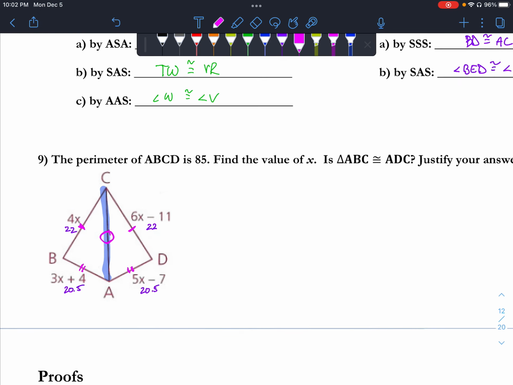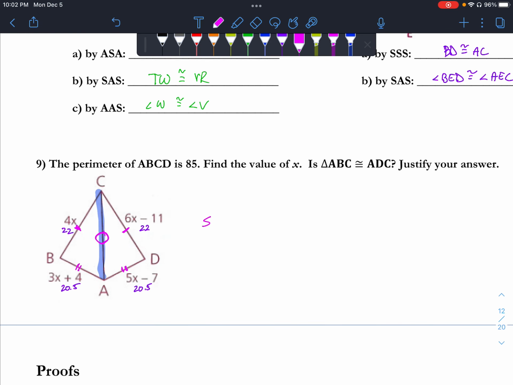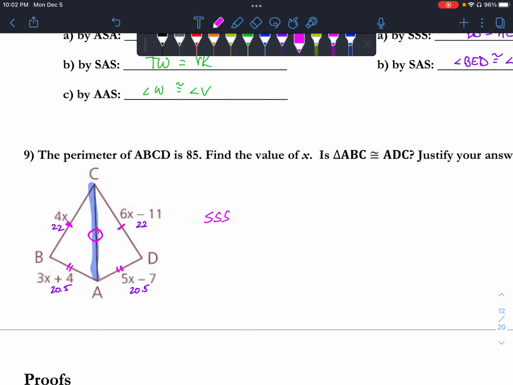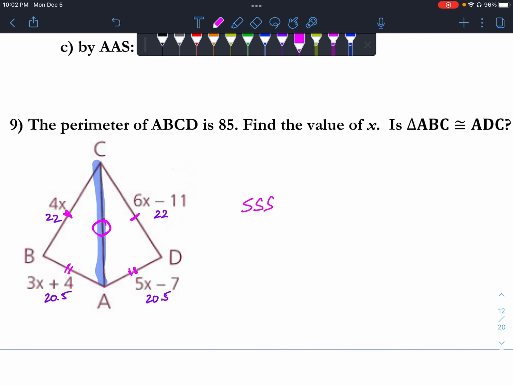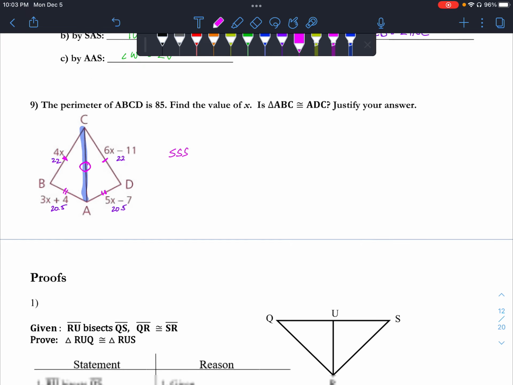So this one was one that, yes, you could use technically side, side, side to prove these congruent. It was just a long, drawn-out problem. I don't want to waste your time with that one. But again, how you approach that problem should be well known. To repeat it, find the perimeter, add them all together, set it equal to 85, solve for x, plug it in, and then from there we got side, side, side.